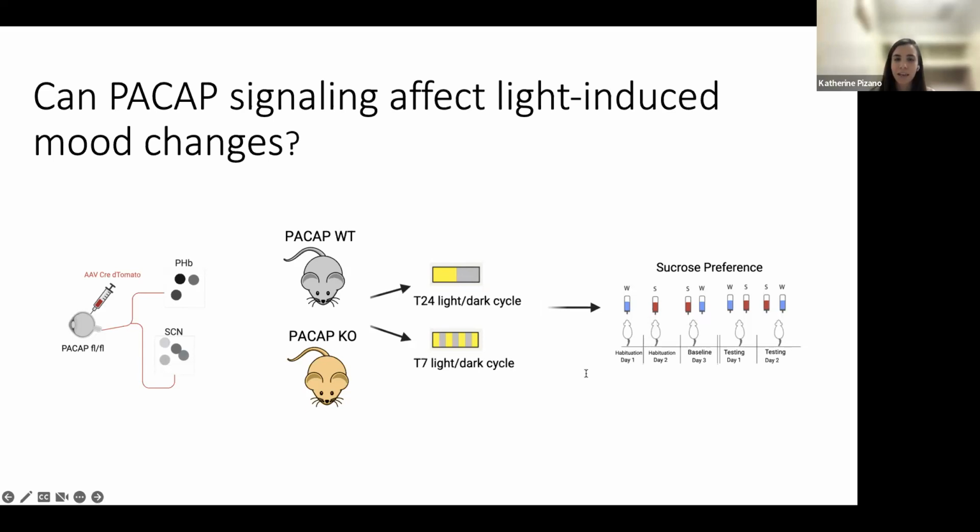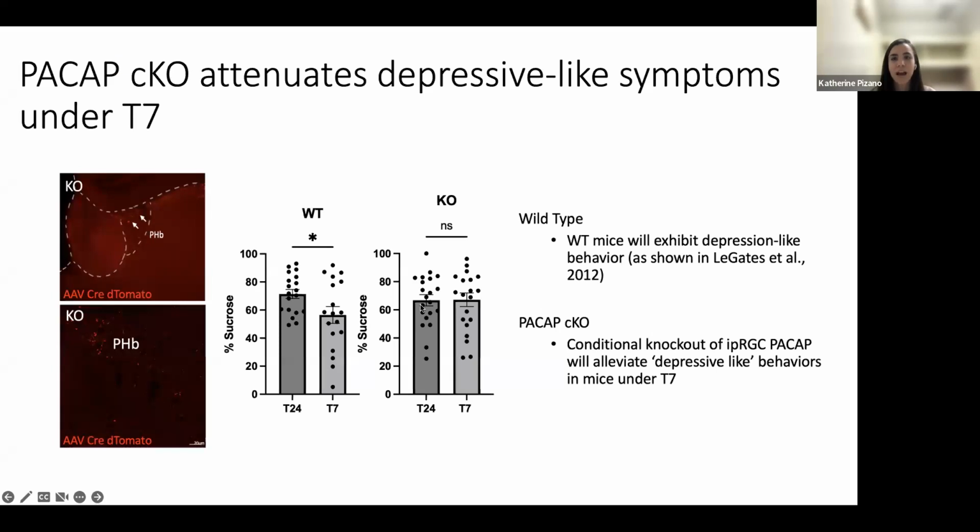And we suspect that when we knock out this retinal PACAP, it will actually prevent disruptions to the ipRGC PHB circuit caused by irregular light cycles or light changes. Here I'm showing you a sample image of what our viral injection looks like. In the figure, you can see expression of tdTomato in the PHB. So presumably, wherever there's expression, the presynaptic PACAP has been knocked out in that region.